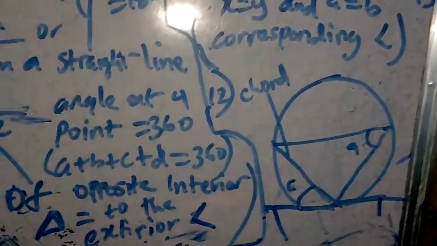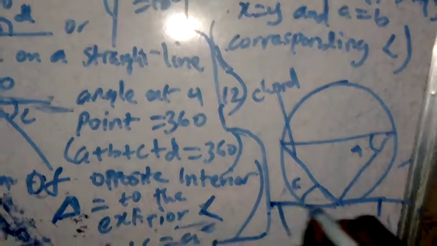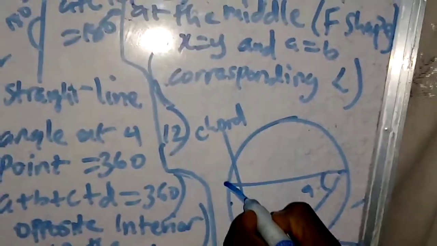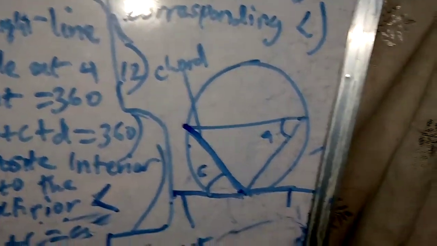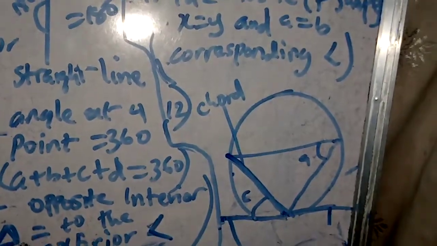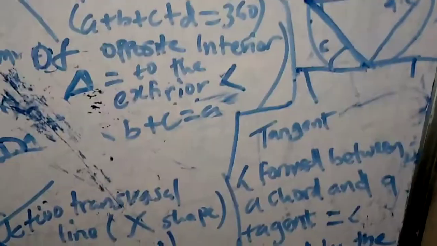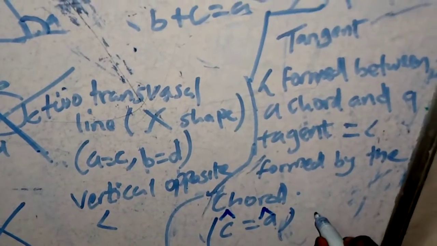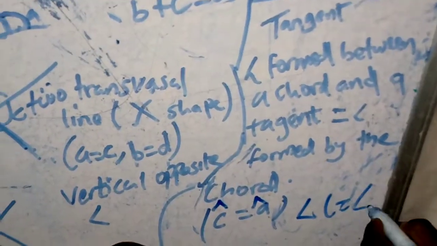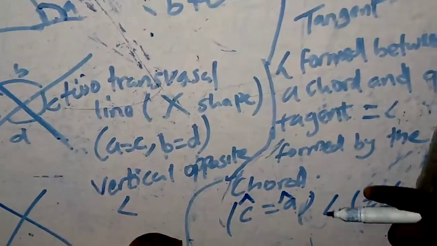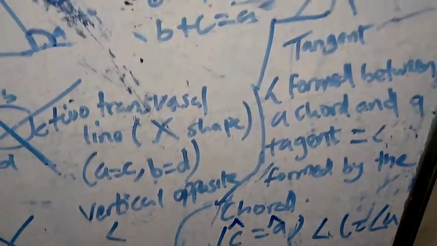The 12th reason says, looking at this, this is a circle. This is a tangent, touching the circle, and this is a chord. Now the rule says angle C equals A. This is angle C, and you can write it in this form or this form. So angle C equals angle A.